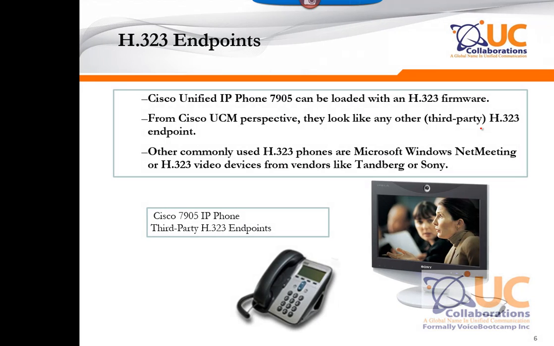Now, a third-party H.323 endpoint could be various things. Cisco used to have its own IP phone that is supported in H.323, such as the 7905 model, which is no longer available. Then you have some of the Sony and Tandberg devices that could be H.323, and Microsoft devices such as NetMeeting, which is H.323. It can be registered with a Call Manager.